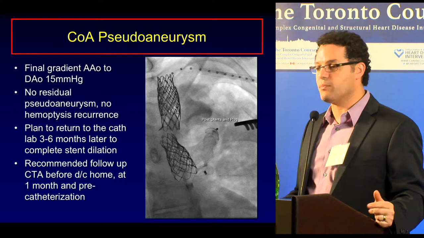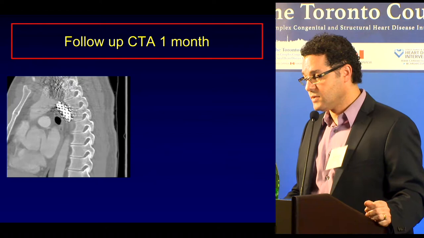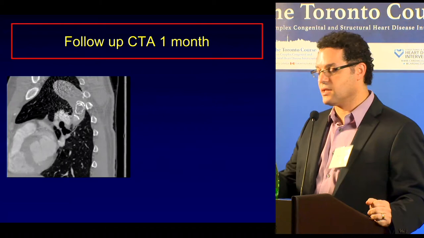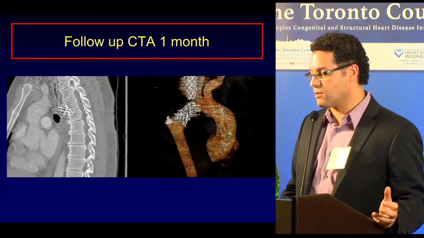So here's the follow-up CT at 1 month. You can see that the stents are open. It's actually one of the coolest pictures I've ever seen of an Amplatzer vascular plug. We don't usually get this, but look how pretty this is on the CT. And you still have a bunch of tissue around it that needs to reabsorb, but this is now sealed off completely. And the 3D shows this is now opened.